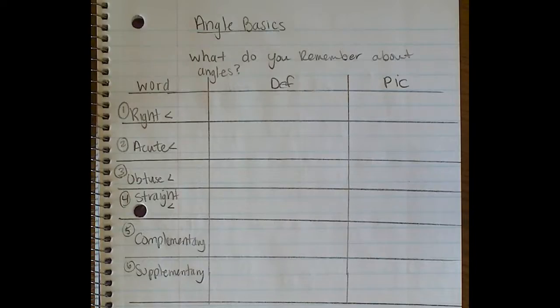First thing I want to do is see how much you guys remember about angles. So take a minute to copy down this chart into your notebook and see how much you remember about each of these vocabulary words. If you forgot anything, don't worry about it. When you're done testing yourself, hit play, and all of the definitions and pictures will be there for you.